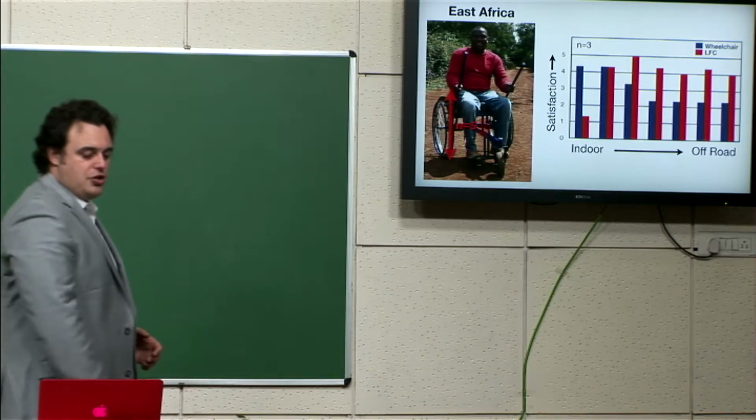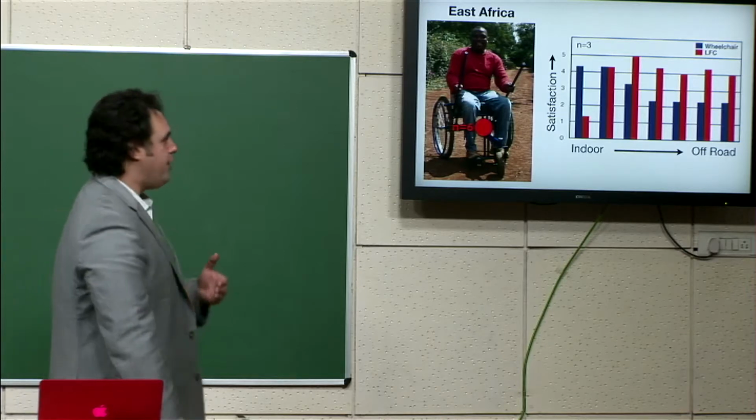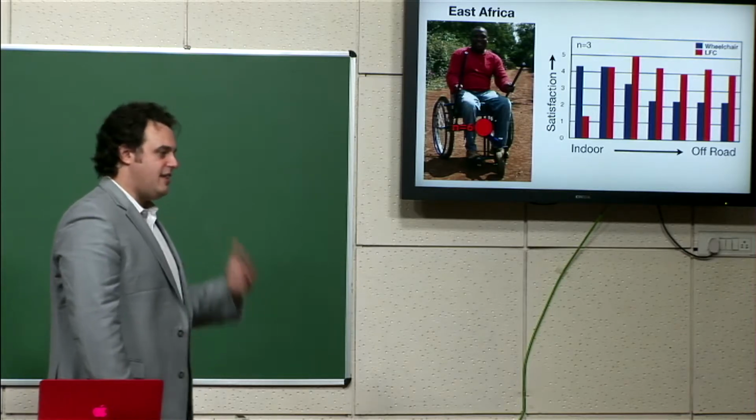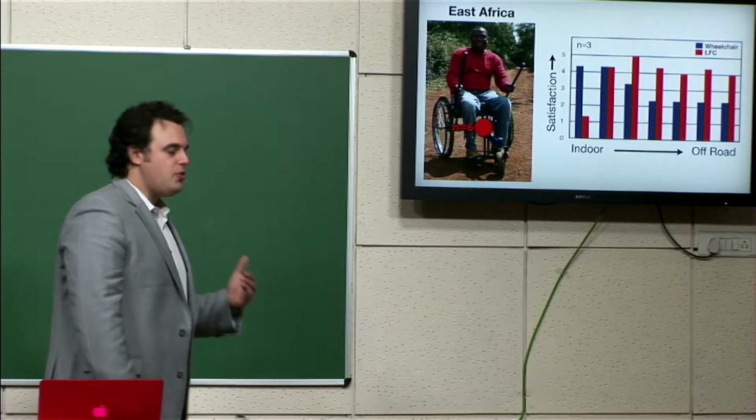And then the third issue we found is that even though we thought about the steel sizes and everything of the frame, the chair was still too heavy.